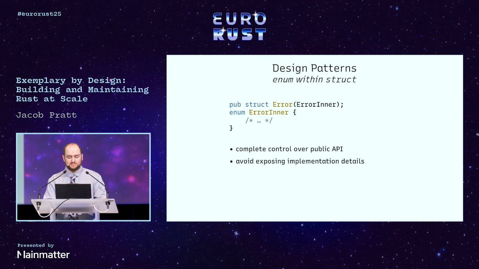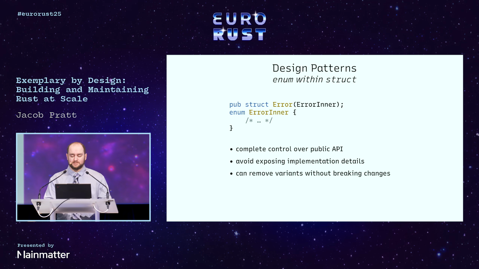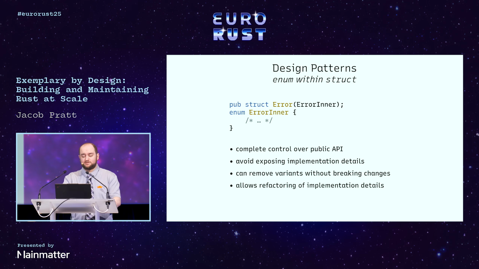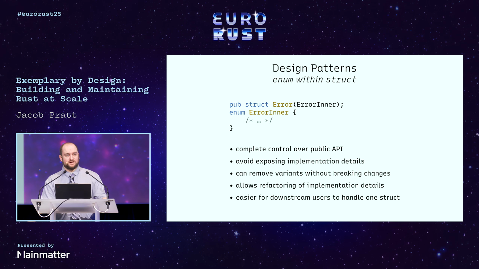None of the implementation details are exposed unless you explicitly choose to do so, and as a result, you can remove no longer needed variants without breaking downstream code. Or you could even refactor the implementation details entirely. If you were considering having a number of types instead of an enum to begin with, this pattern allows you to expose only a single type, which simplifies the mental model for downstream users and makes it easier for them to handle. In the standard library, this is used for the IO error type, which is internally an enum.